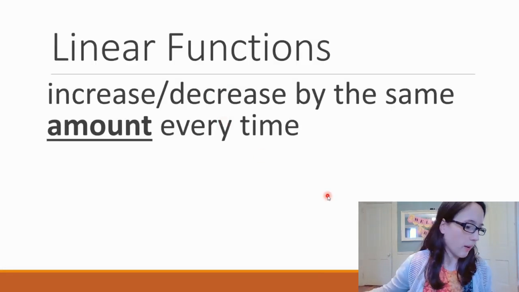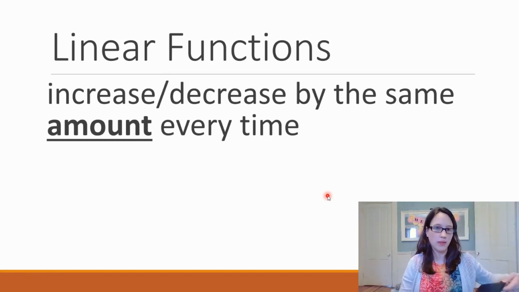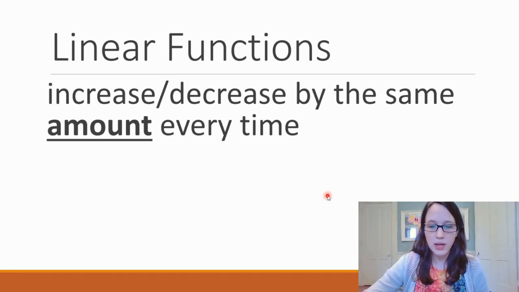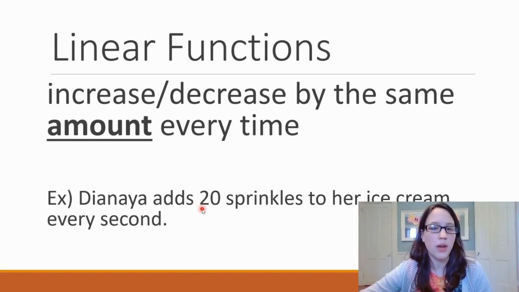So linear functions, these are functions that go up or down by the same amount every time. So, remember, they have a slope. So for example, Denia adds 20 sprinkles to her ice cream every second. So it's going up by 20 sprinkles, the same amount every time. But exponential functions, they don't go up by the same amount every time.